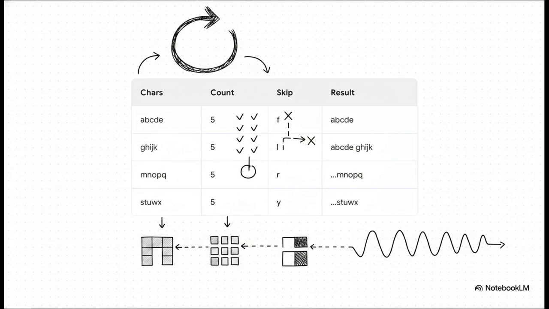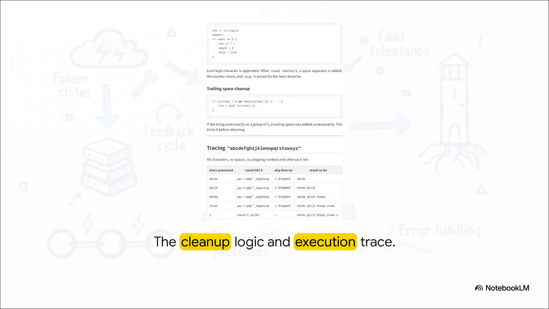Because that flag is armed, the very next character, which in this first pass is F, hits a continue statement. It's silently dropped from the output and the skip flag is reset. It's like clockwork, and it repeats flawlessly for L, R, and Y. And this brilliantly illustrates why there's a specific block of cleanup code at the very end.